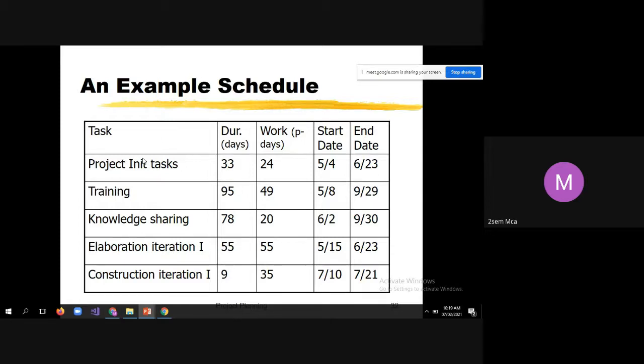Then construction iteration one. This is the next phase. Here you'll decide and specifically assign the tasks to resources. So in this phase you'll be mapping tasks and resources. For this task, who are the resources? For example, if design is the task, who are all the resources? If the task is writing the source code, who are all the resources? That is construction iteration one.